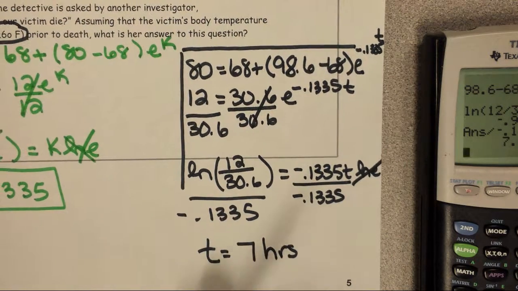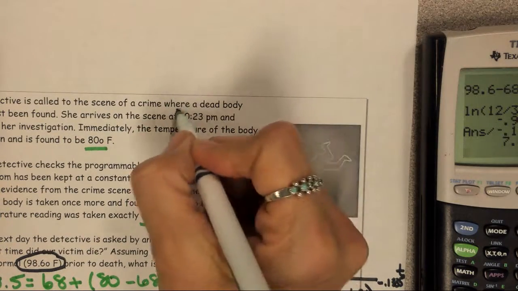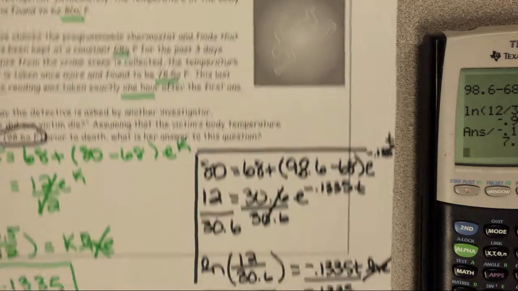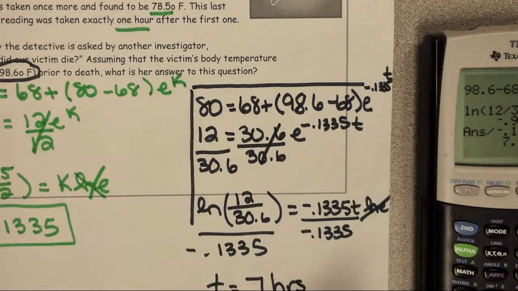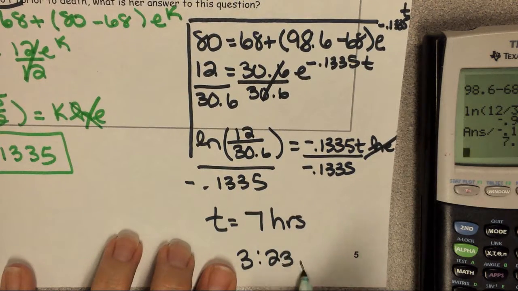Now remember, it was 7 hours before she found the body. She found the body at 10:23. So I need to count backwards 7 hours. If I count backwards 7 hours from 10 o'clock, that's going to put me at 3:23 p.m.